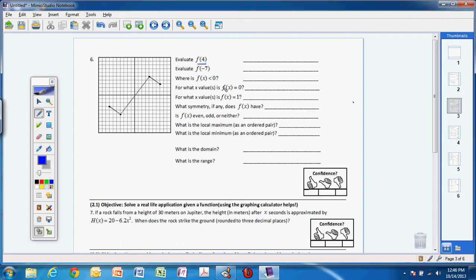So in this case, I'm going to go to my graph to where x is 4, which is 1, 2, 3, 4. The y value on that, I'm actually going to go up 5. So the value of the function when x is 4 is 5.